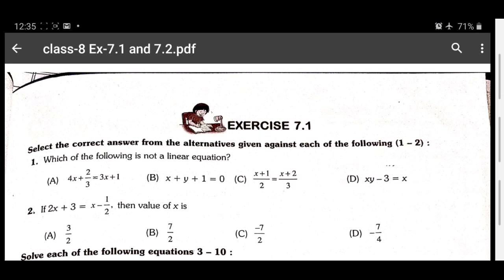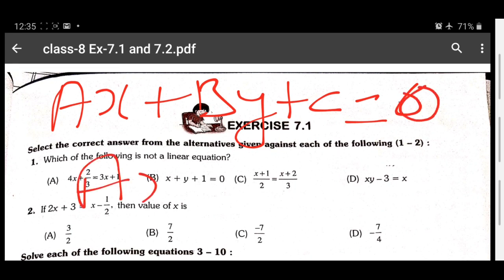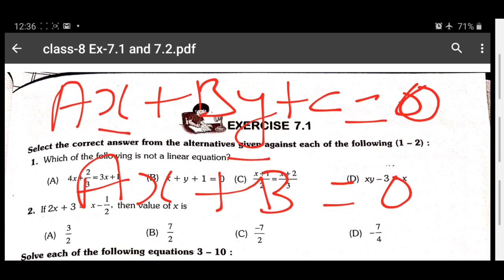Now I am going to start your exercise 7.1. Before we start this exercise, I want to tell one more thing. The general form of a linear equation in two variables is ax plus by plus c is equal to 0. The general form of a linear equation in one variable is ax plus b is equal to 0. Now in this you have to see that the variables come alone, here x, here y, and they are separated by a sign, maybe plus or maybe minus.